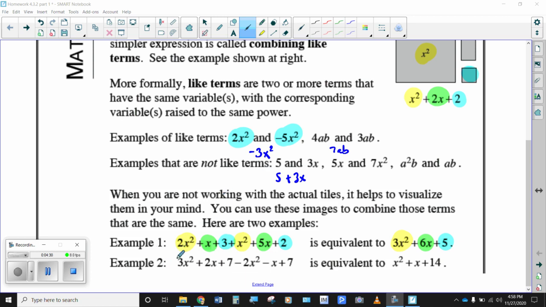All right, so this is what I would have done in high school. I would have drawn a circle around all the x squareds.